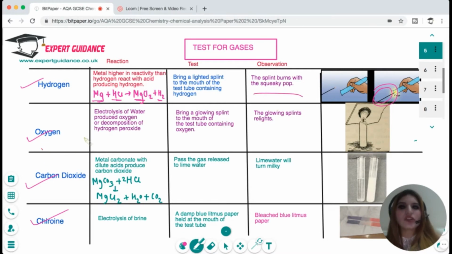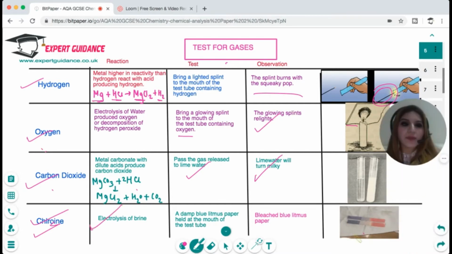Oxygen is produced during electrolysis of water, or when you decompose hydrogen peroxide. You bring a glowing splint near it, and it will relight. So the observation, relighting of the glowing splint, is the test for oxygen. Now, carbon dioxide is produced in a combustion reaction or whenever a carbonate reacts with an acid. The test for carbon dioxide is that you pass it into lime water, and it will turn the lime water milky. And what's the test for chlorine? Chlorine is produced in the electrolysis of brine. We discussed that in the paper 1 electrolysis topic. Whenever you bring a damp blue litmus paper near it, you can see it is bleached. So it bleaches the blue litmus paper.